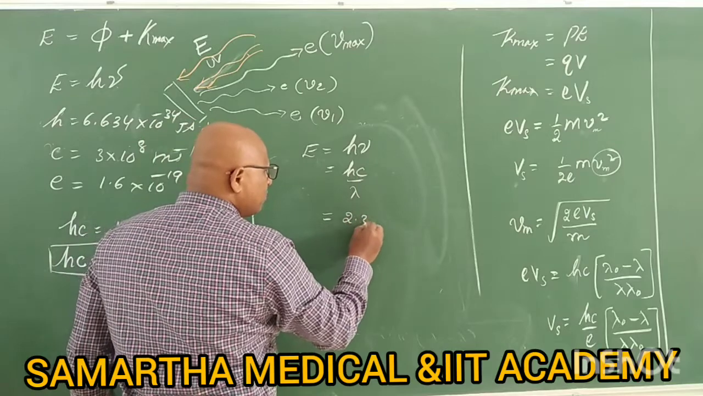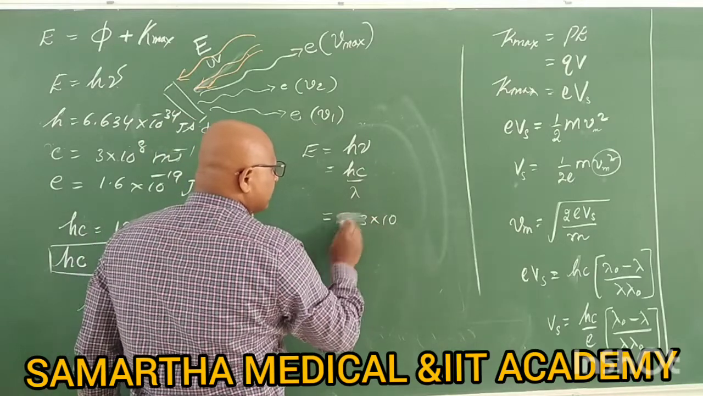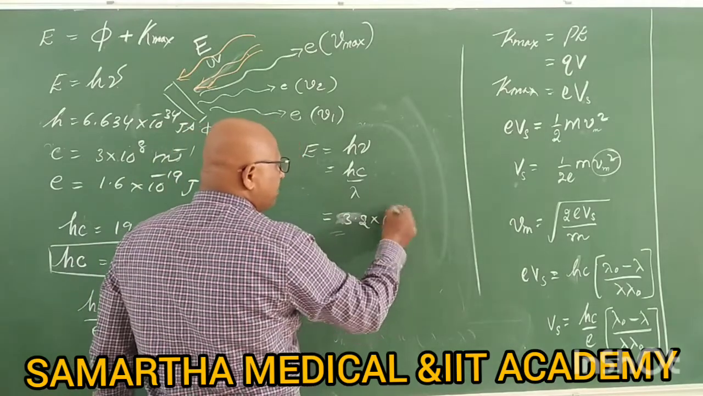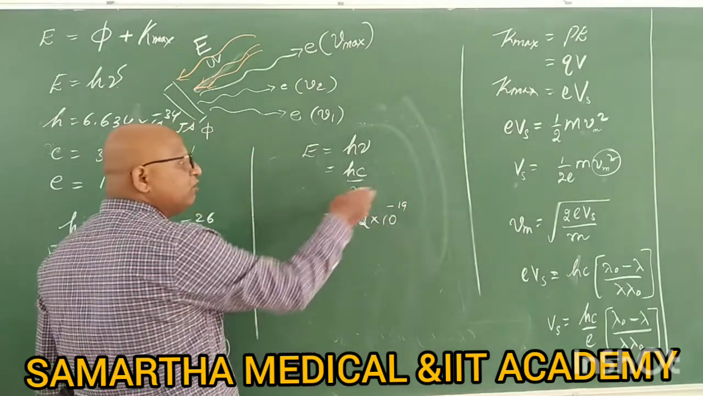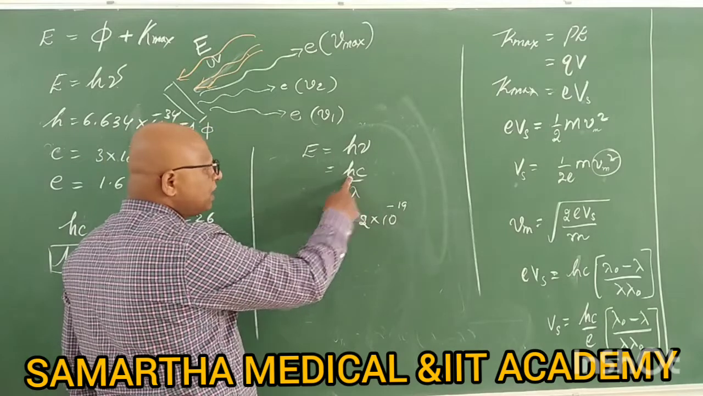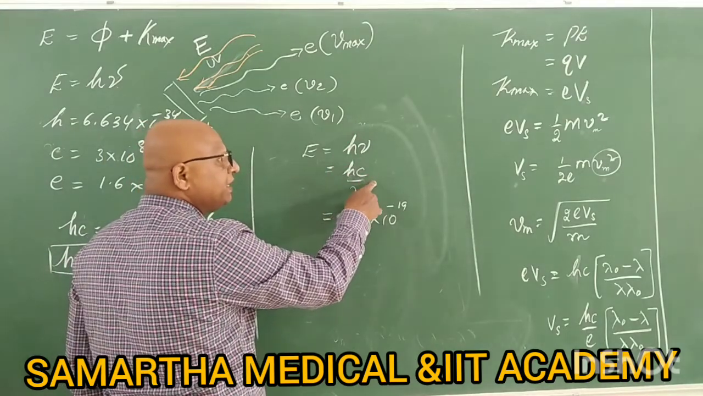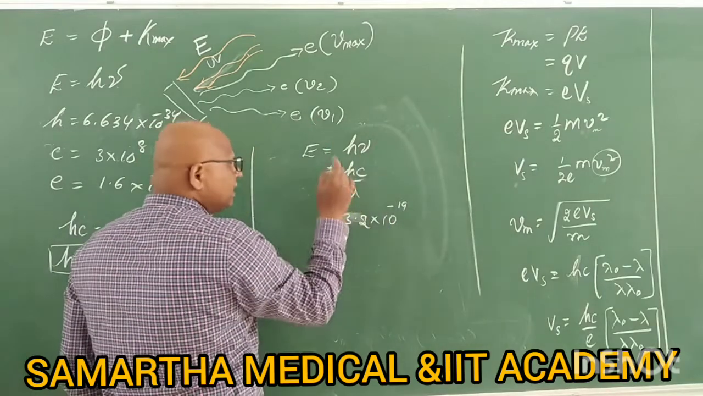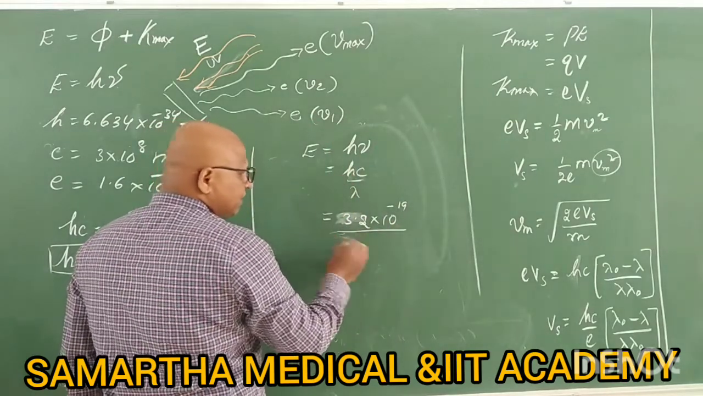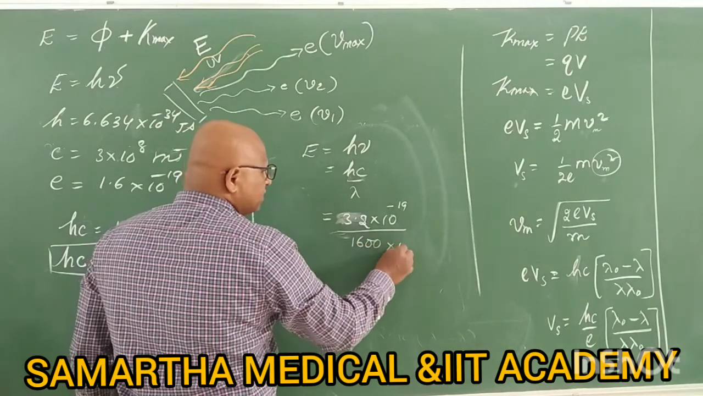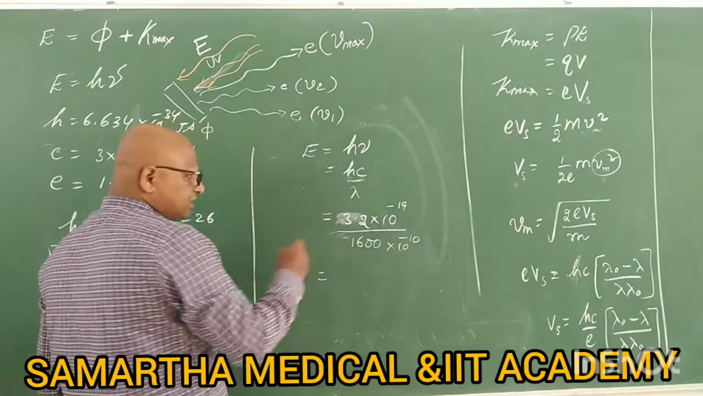It comes out to be 3.2 into 10 to the power of minus 19. That is the value of energy, because h value is very small, c value is okay, great, but the value of hc is 19.9 into 10 to the power of minus 26. The lambda's value is given, say it is 1600 into 10 to the power of minus 10, like that it is.